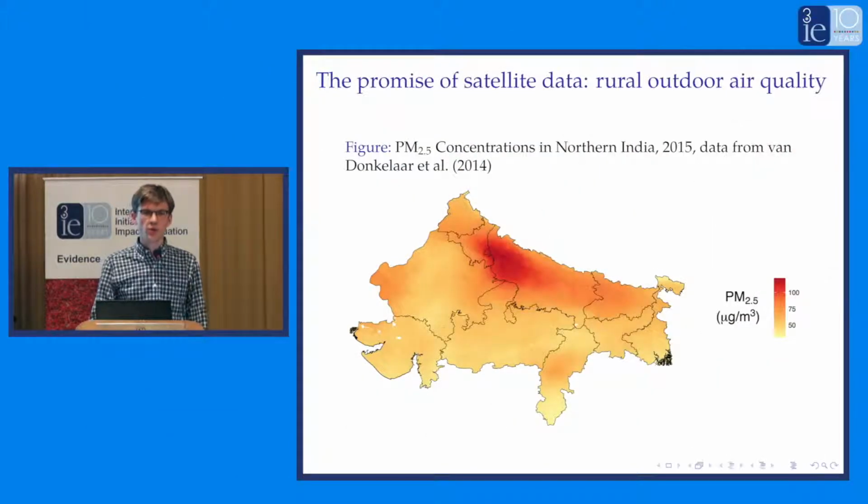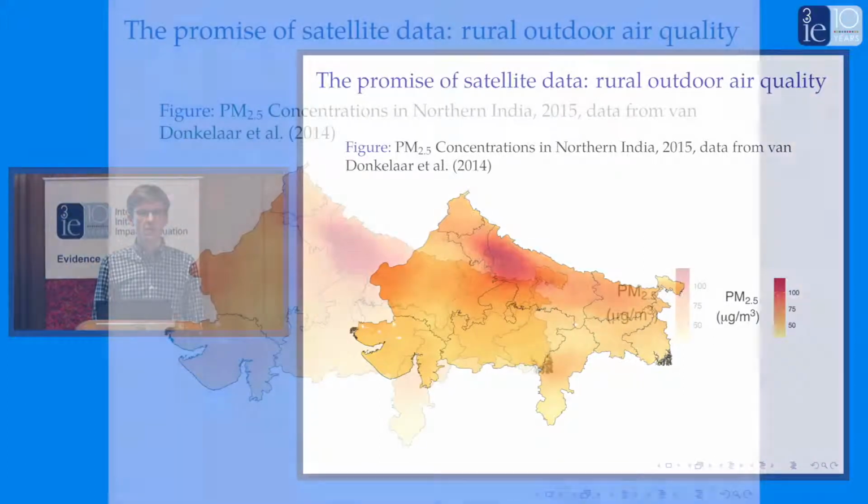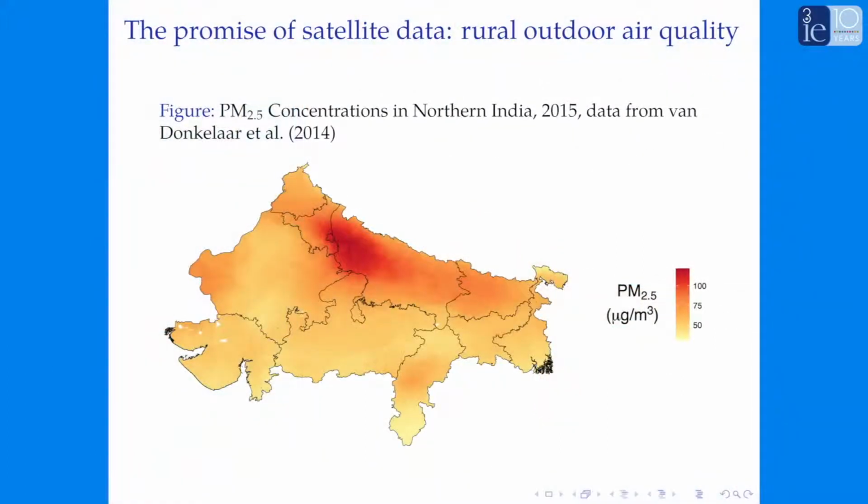An example from my own work that illustrates the power of this technology in thinking about policy and evaluating policy is outdoor air quality. Until about 5 years ago, policymakers, the press, and also academic researchers really considered the air quality problem that we see in many countries around the world to be an urban problem, and almost exclusively an urban problem.